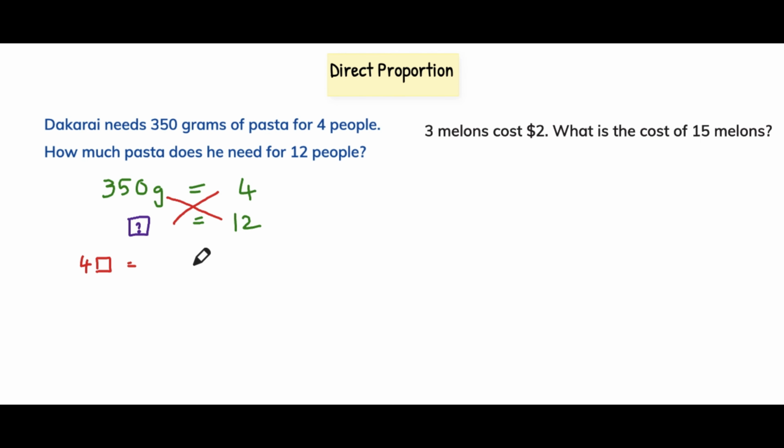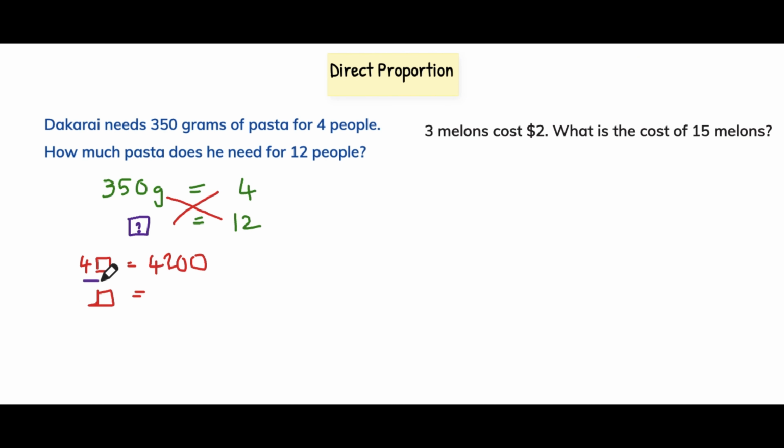So 350 multiplied by 12 will give us 4,200. Okay, I was indeed using my calculator just to be accurate. So now 4 block equals 4,200. However, what should we do to get block, the unknown, which is the grams that will feed 12 people? For us to get block, we're going to remove whatever is not block.